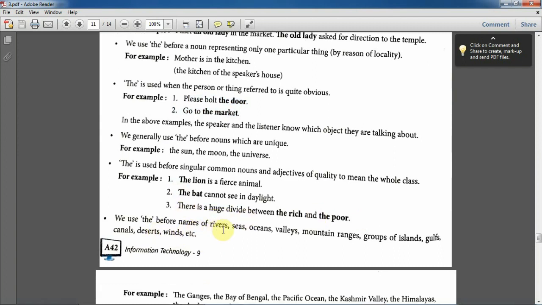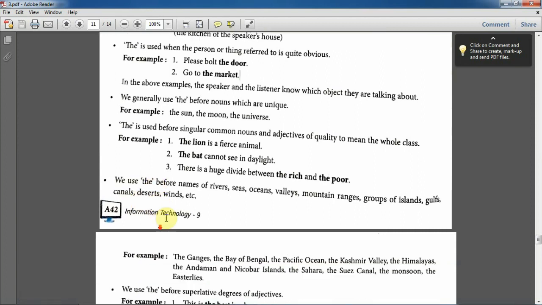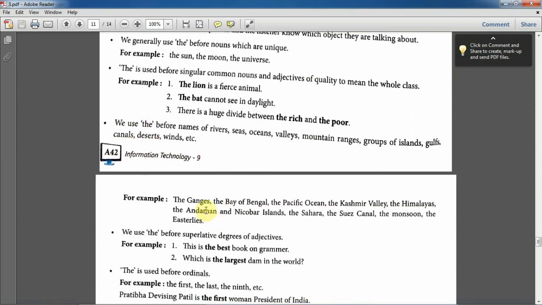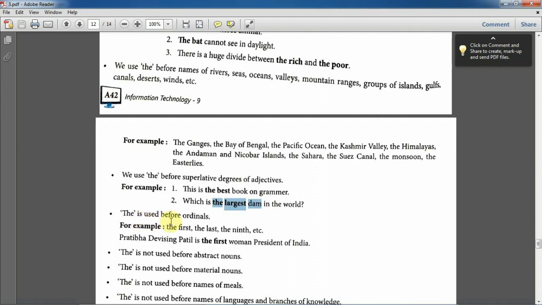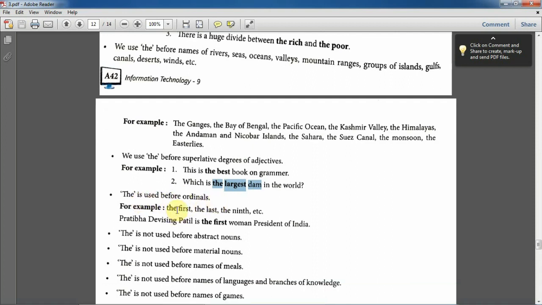We use the before rivers, seas, oceans, valleys, mountain ranges, groups of islands, gulfs, canals, deserts, wings, etc. So this type of examples like the Ganga, the Bay of Bengal, the Pacific Ocean, the Kashmir Valley, these are examples where we can use the. We can use the before the superlative degree also: the best book on grammar, the largest dam in the world. The is also used before ordinals like the first, the last, the ninth, etc.